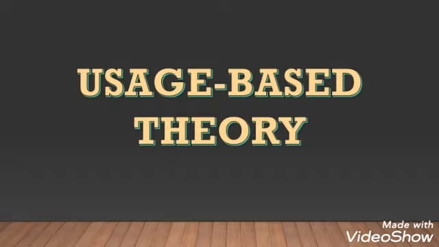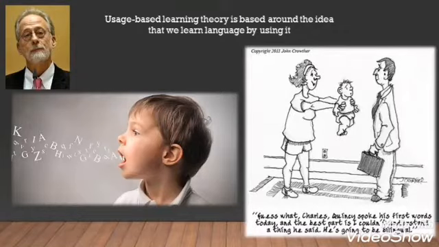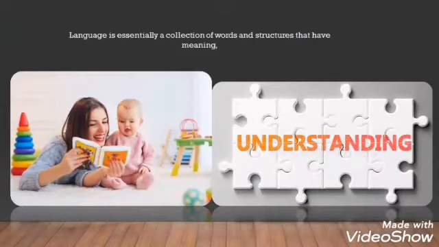Usage-based theory. It was introduced by Tomasello in 2003. Its fundamental claim is that language acquisition emerges from language use, which means that we learn language structures and words by using language and by understanding the language that other people use. The theory argues that infants start to develop the cognitive skills for language acquisition between 9 and 12 months.